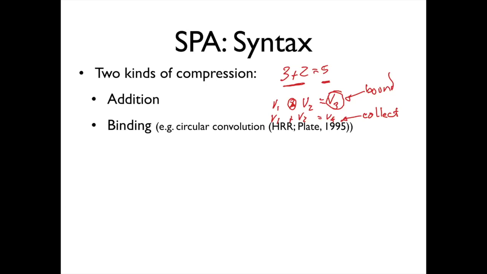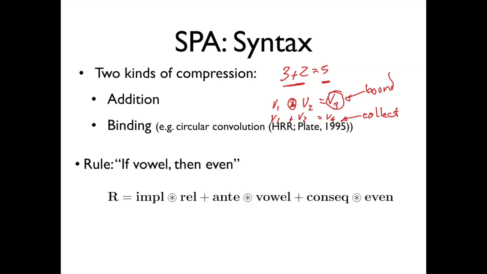And because they have those different kinds of similarity, we can use them in different ways when thinking about syntactic structure. Specifically, we can use one as binding and the other as collecting. So if we have those operations, how might we represent something like, if there is a vowel on the one side of a card, then there's an even number on the other side? We can write things that look like this.